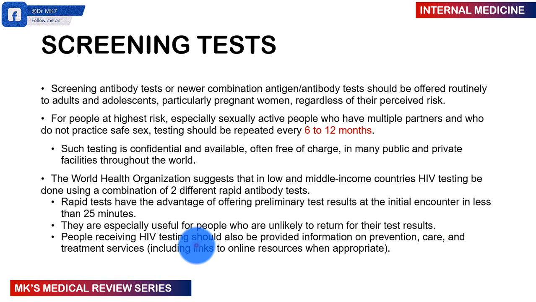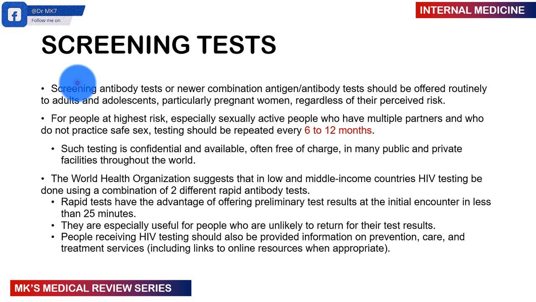Now, remember that the screening antibody tests or the newer combination of antibodies and antigens are going to be offered routinely to adolescents. They're going to be offered routinely to adults, to pregnant women, even children, regardless of any perceived risk. Now, for individuals that are at high risk, those that have multiple sexual partners, those that do not practice safe sex, these are going to be tested every 6 to 12 months.